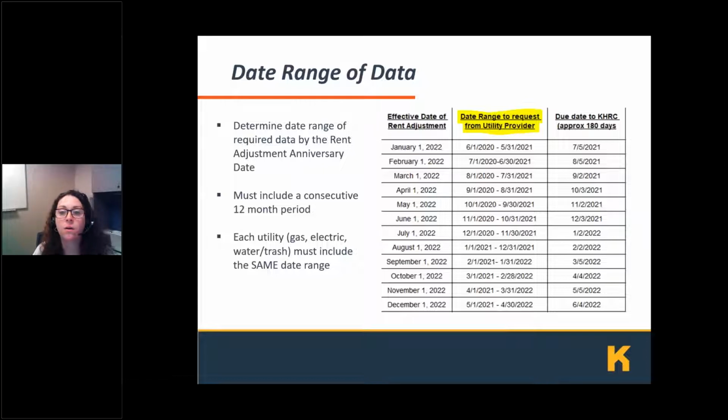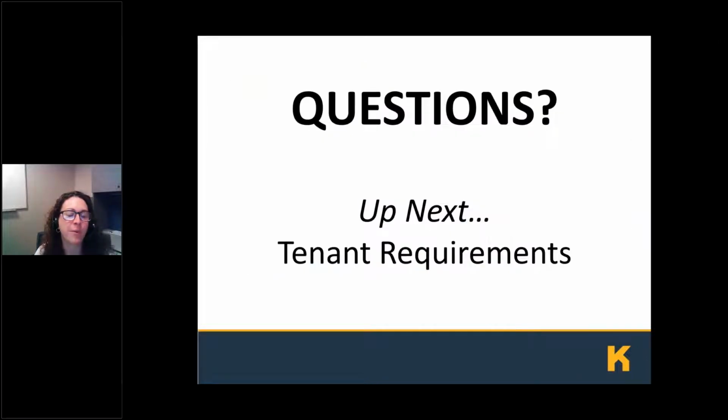Okay, and actually that really wraps up our date range of data. I feel like that was a little shorter than I thought, but what questions do you have about the date range of the data needed?